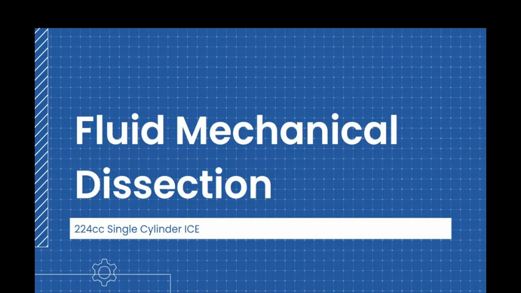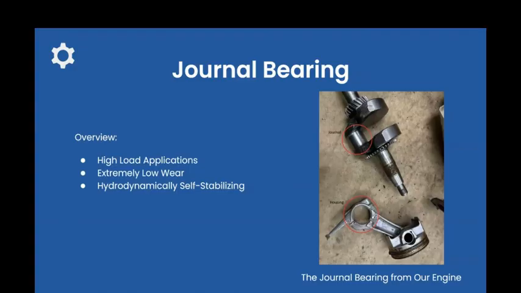This is our fluid mechanical dissection, where we took apart a 224cc single-cylinder internal combustion engine. While there are many fluid mechanical devices at play in this engine, we chose to focus on the journal bearing and the carburetor. First off is the journal bearing.